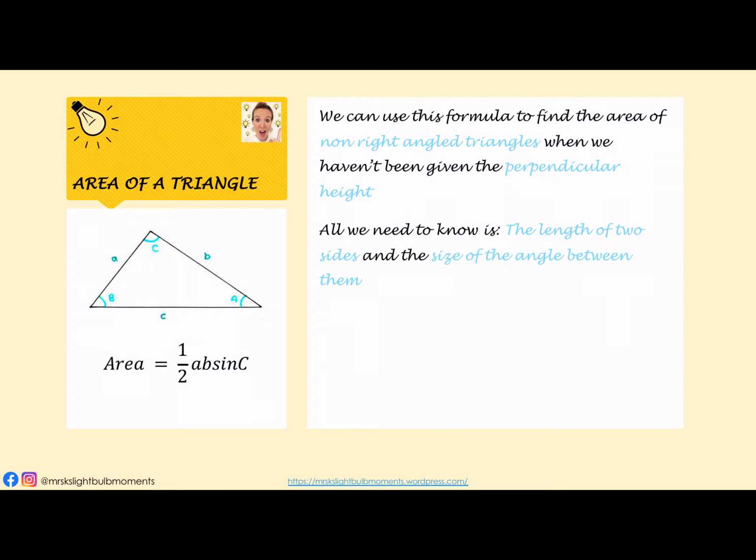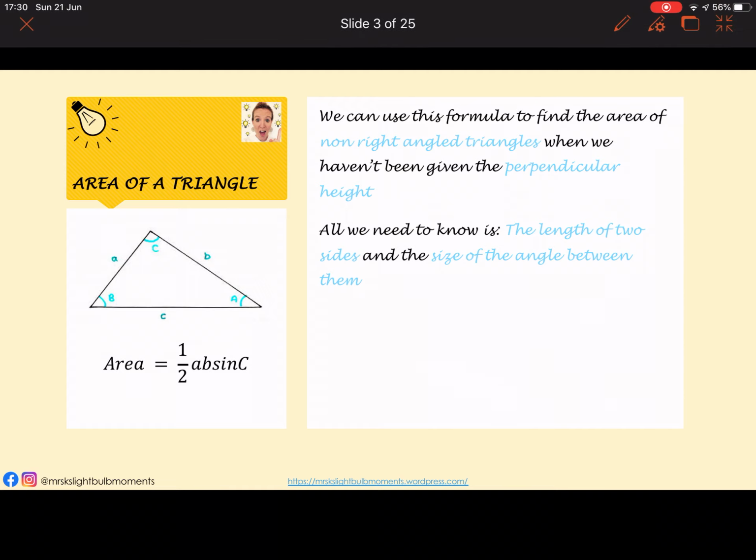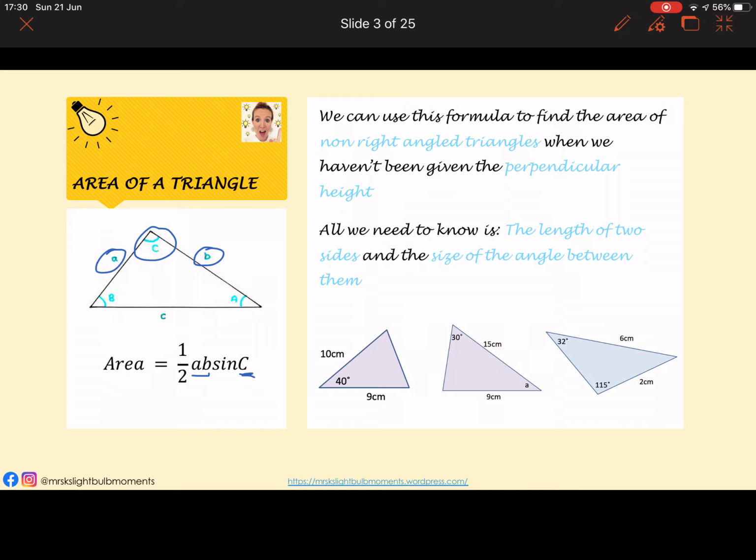All we need to know is the length of 2 sides and the angle between them. Because if you look at my diagram, my rule here is ab sine C. So we're looking for that pattern of 2 sides and the angle between them. So have a look at these 3 triangles and see if you can spot which ones I could use this rule on. So could I use this rule to find the area of any of those 3 triangles? Should we have a look together?